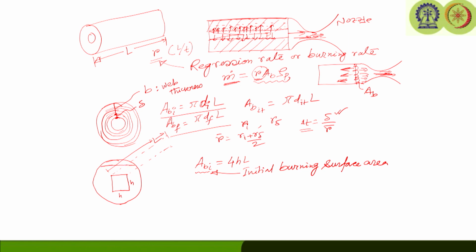which is the web thickness. So, if we keep on moving with this grain, it will reach up to the liner or the inner casing of the motor. So, it can reach up to here. So, if this is the thickness, let us say delta, we can get the final burning surface.